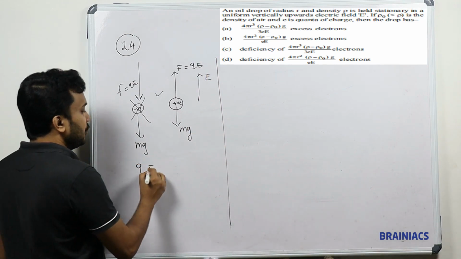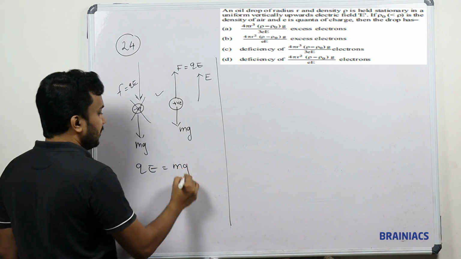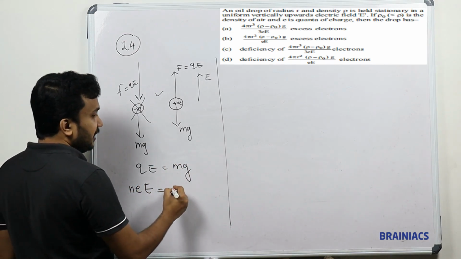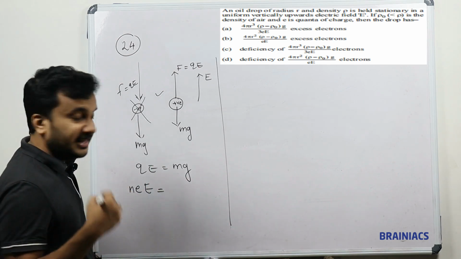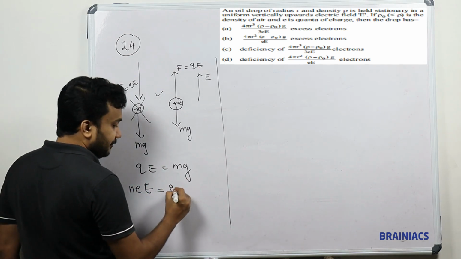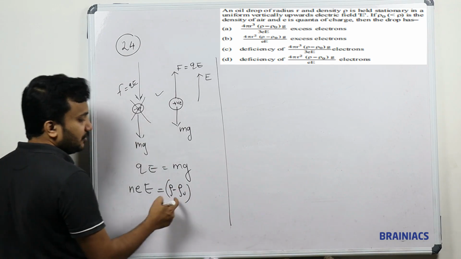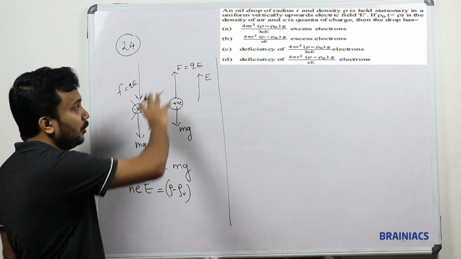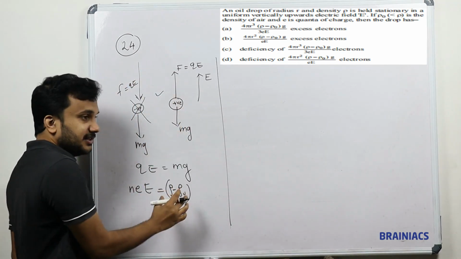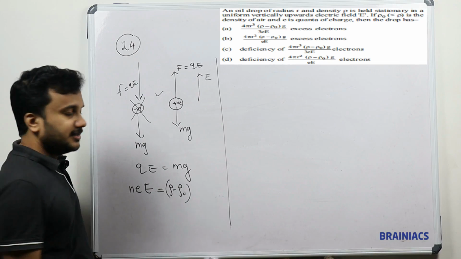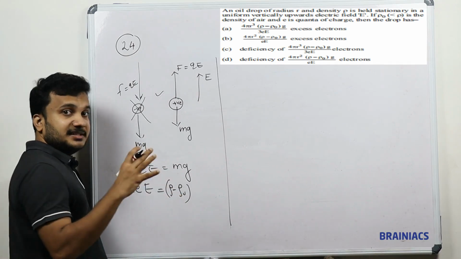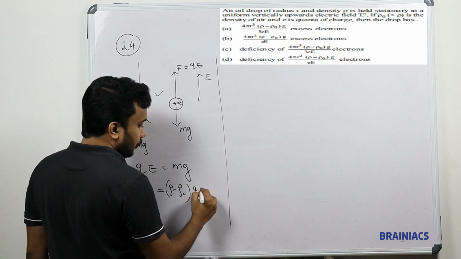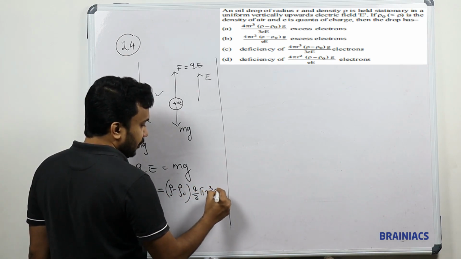We are saying QE is equal to mg. Q is equal to Ne, into electric field. Mass is equal to density into volume. So the effective density is rho minus rho 0, where rho is the density of that liquid and rho 0 is the density of air. Since this is an air medium, the effective density is the density of that material minus that of the air medium, because it is in a medium. Density into volume, and volume means 4 by 3 pi r cube, times g.